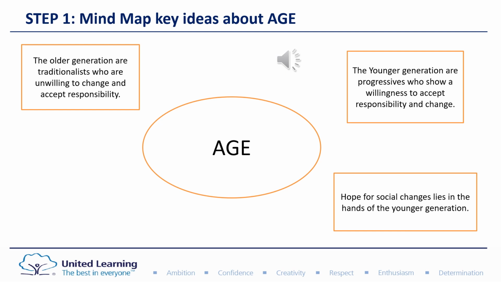So some of the ideas that you might have written down are ideas such as Priestley explores the idea that the older generation are traditionalists who are unwilling to change and accept responsibility. To juxtapose this, the younger generation are progressives who show a willingness to accept responsibility and change. And ultimately, Priestley wants to show us that hope for social change lies in the hands of the younger generation.